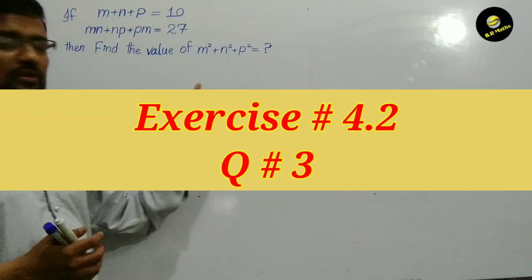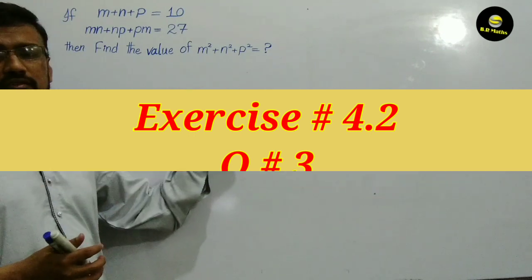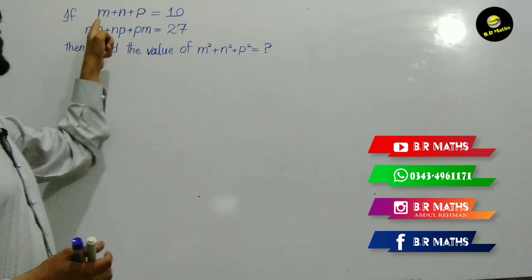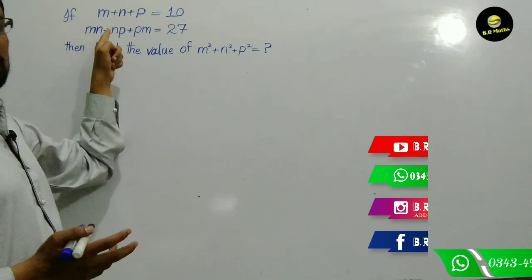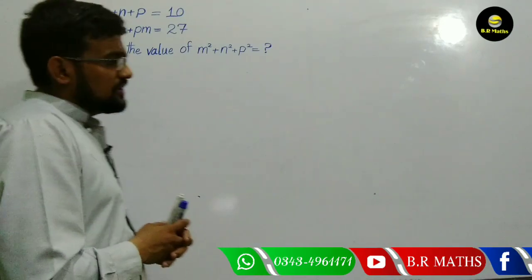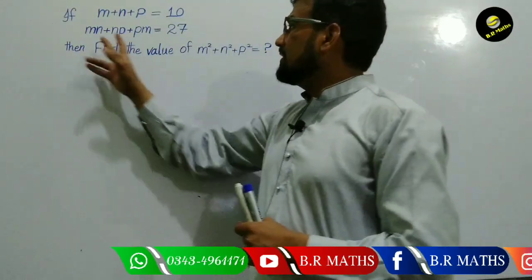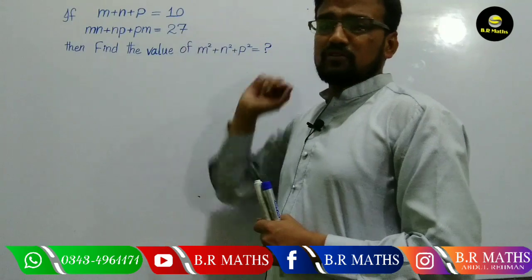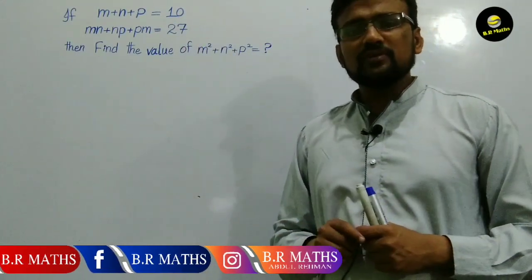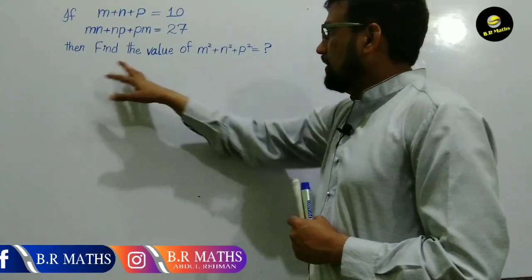This is the most important question from a board point of view. So, what is the question? There are three variables m, n and p. m plus n plus p is equal to 10 and mn plus np plus pm is equal to 27, and find the value of m square plus n square plus p square.